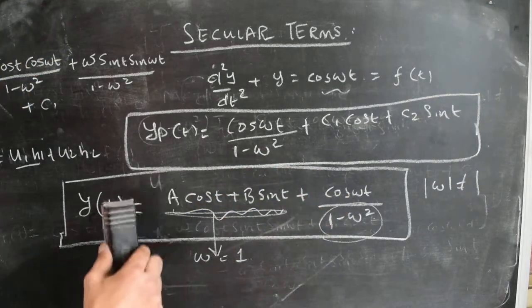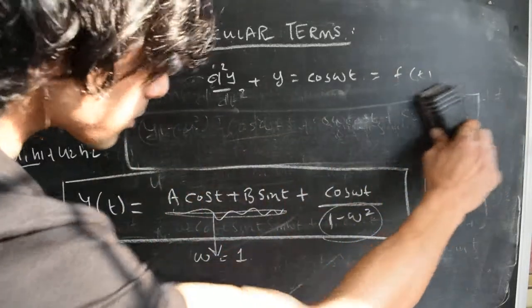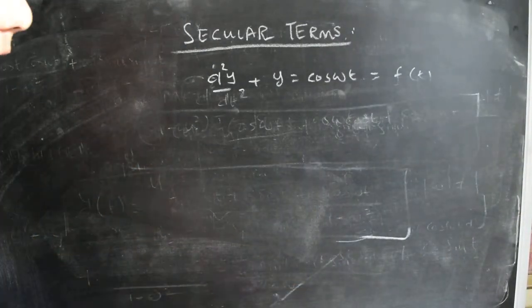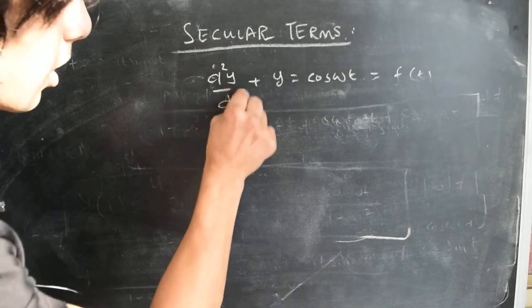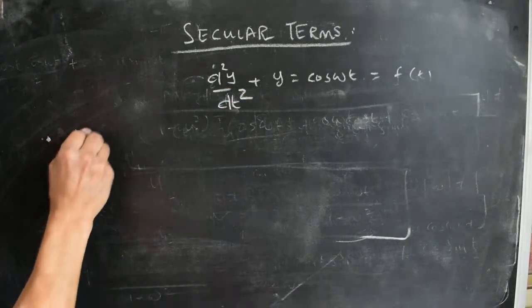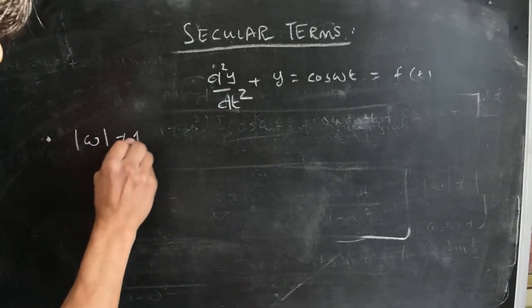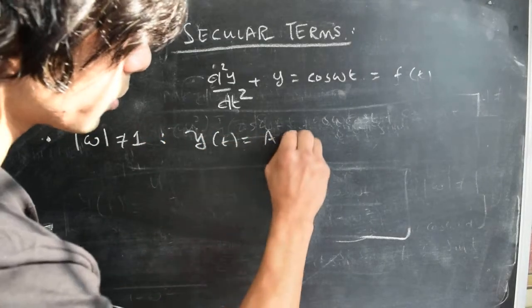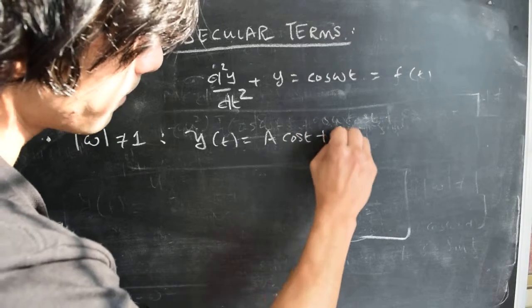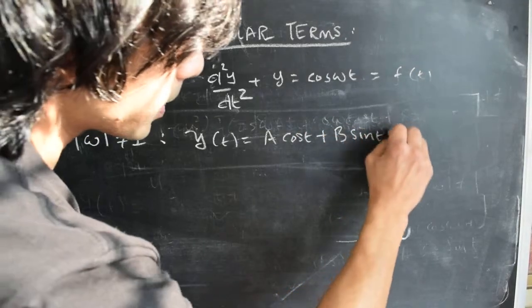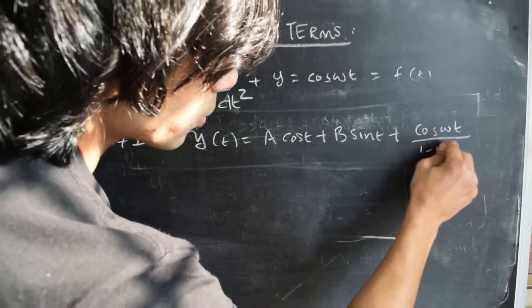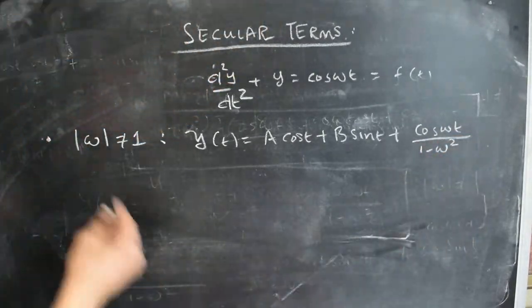In particular, let me just write down this solution here. The solution for this equation has to be dealt with in two cases. When omega is not equal to 1, the solution is of the form a cosine t plus b sine t plus cosine omega t divided by 1 minus omega square, which is what we worked out just now.